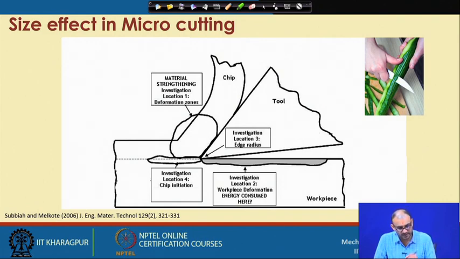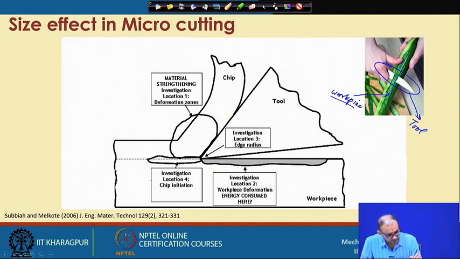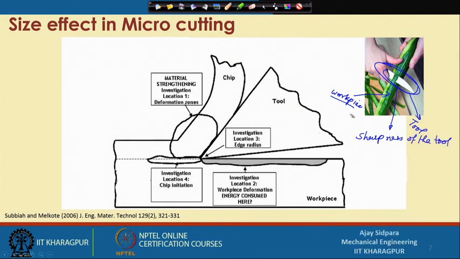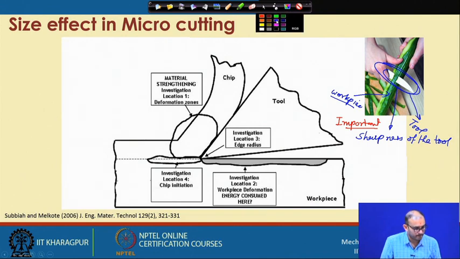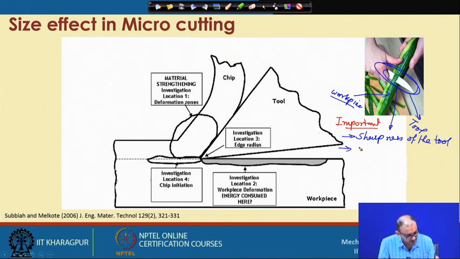Here I have shown an example of normal cutting, well known to us. Here we are cutting a vegetable. This is the tool and this is the workpiece. What is important to get this cut is the sharpness of the tool. Let me write this thing here. This is one thing. Another thing is the tool hardness, or we can write knife hardness.